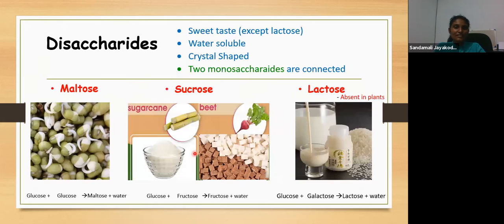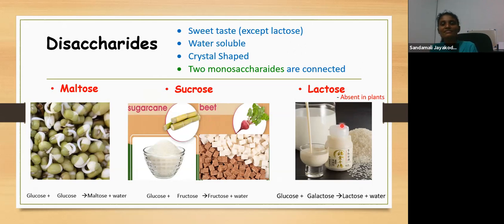Maltose can be easily found in germinating seeds. When the seeds are germinating, the starch stored in the seed is converted into an easily water soluble sugar, which is named maltose. Then sucrose, it is found in sugar. Sugar is made from sugar cane and also from wheat. There are different sources for sugar. So sugar is sucrose. And then lactose.